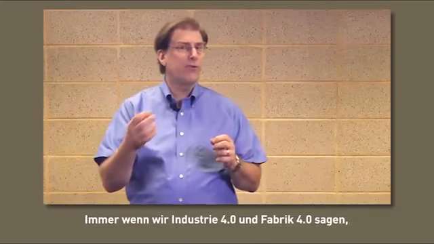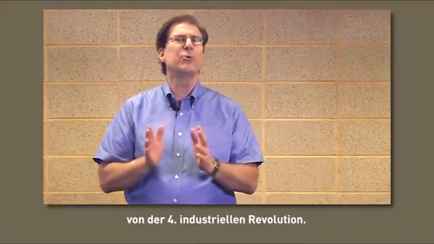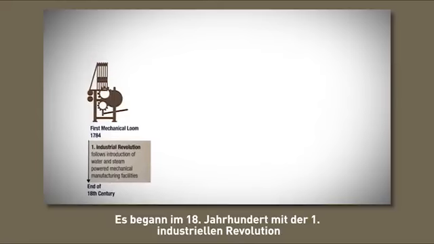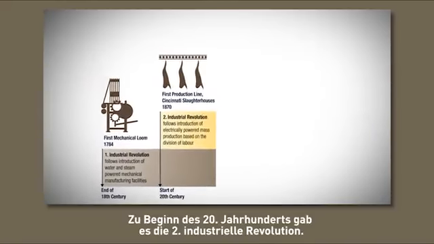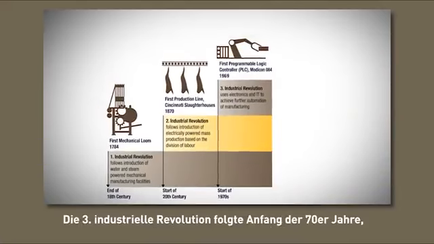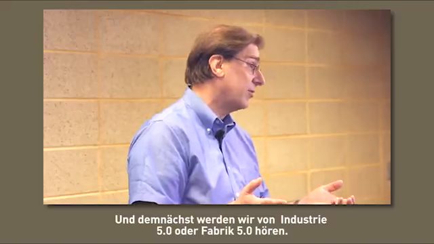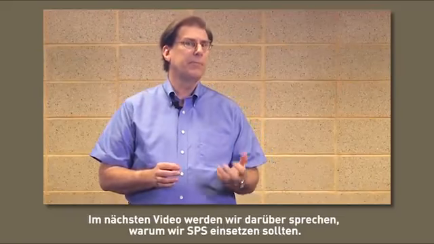So Industry 4.0, Factory 4.0, what they're really talking about is this is the fourth industrial revolution. It started in the 18th century, was the first industrial revolution. The start of the 20th century was the second industrial revolution. The start of the 70s was the third, and this one's the fourth. So the next one you'll hear about is Industry 5.0 or Factory 5.0. So now we're going to go into why PLCs.